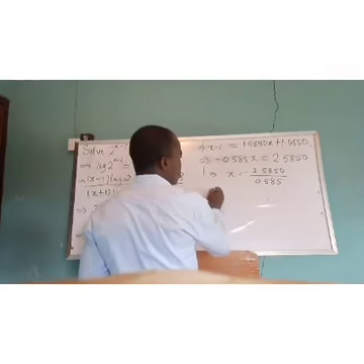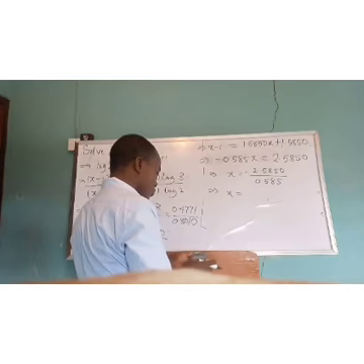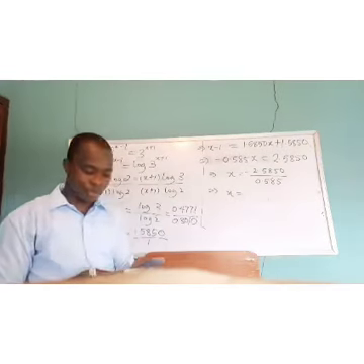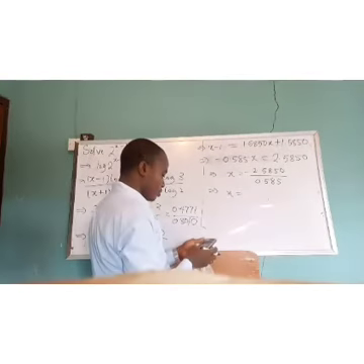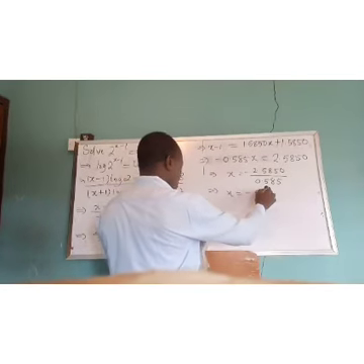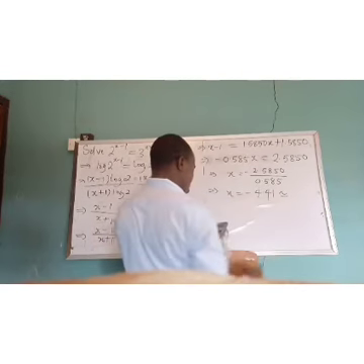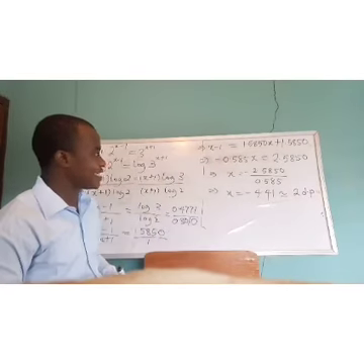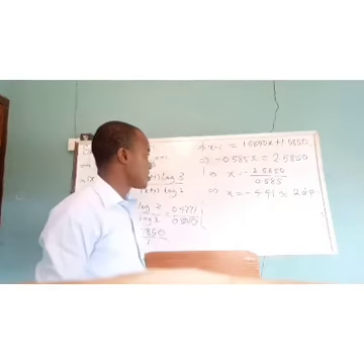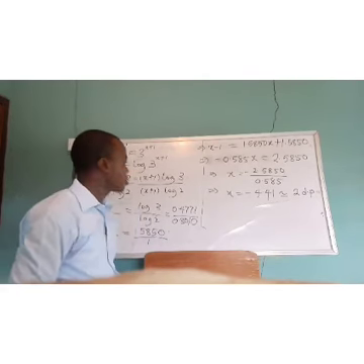So now, what is the answer? If you press your calculator, you have 2.5850 divided by minus 0.585. What do we have? We have minus 4.41, approximately to 2 decimal places. So now that is the solution to the problem given to us.